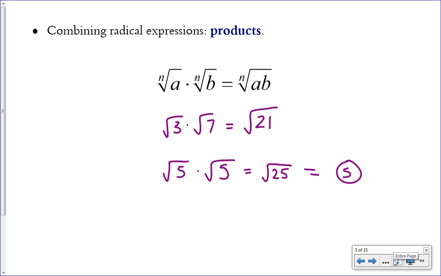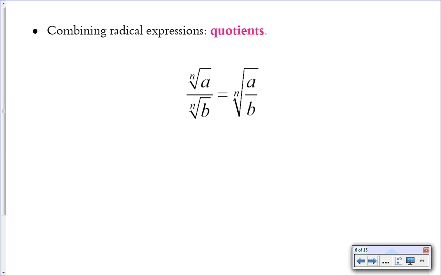So it's a useful property for simplifying, as is the division property or the quotient property of radicals. Again, if you have the same index, so like the third root of 81 divided by the third root of 3.